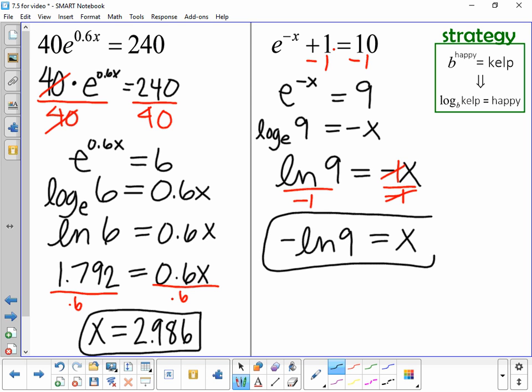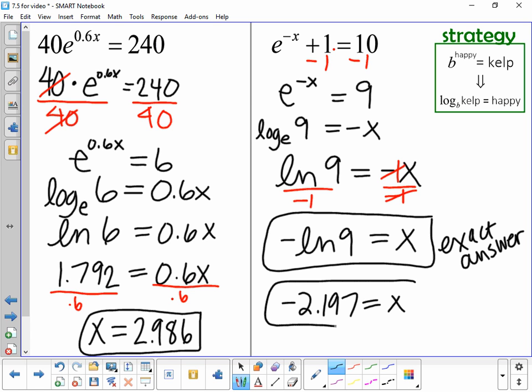So this would be like an exact answer. It's the number negative natural log of 9. If I wanted to know the decimal approximation, I could calculate that in my calculator. And it would be negative 2.197. That would be a decimal approximation.